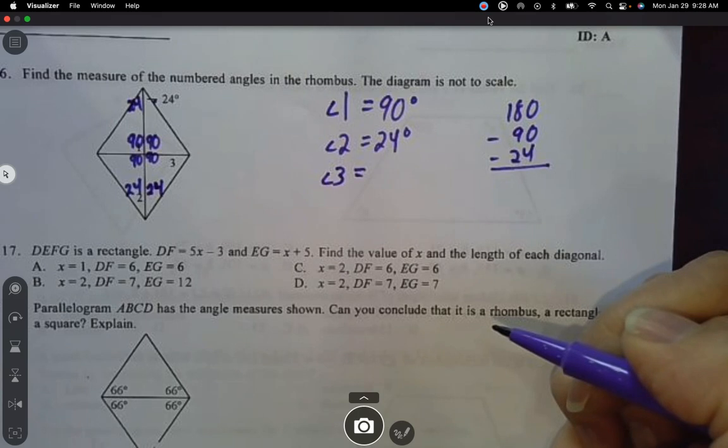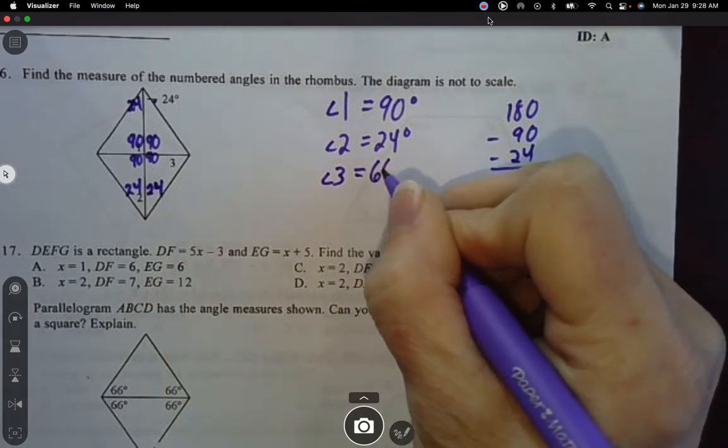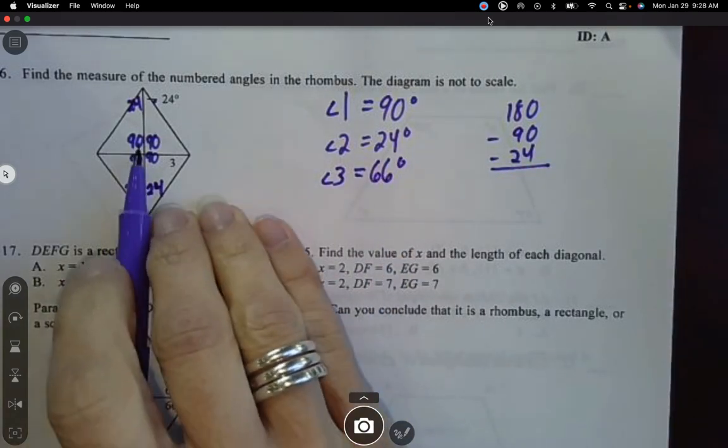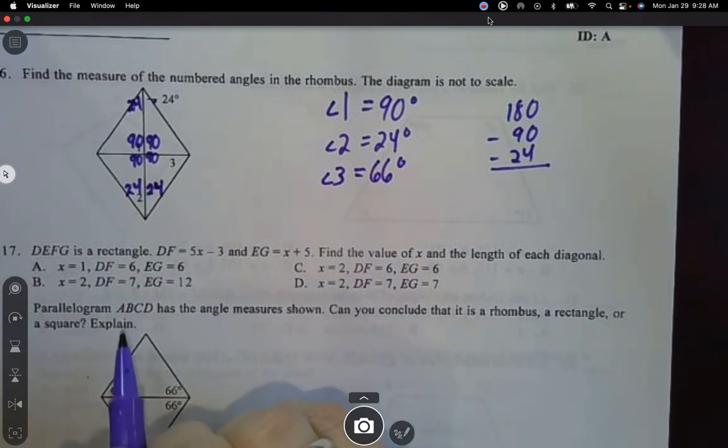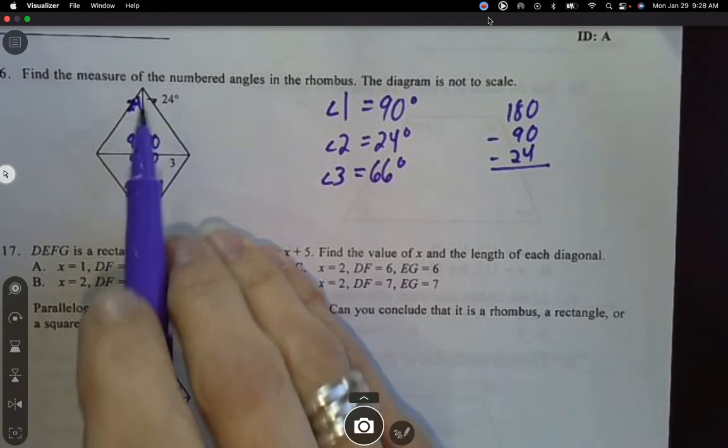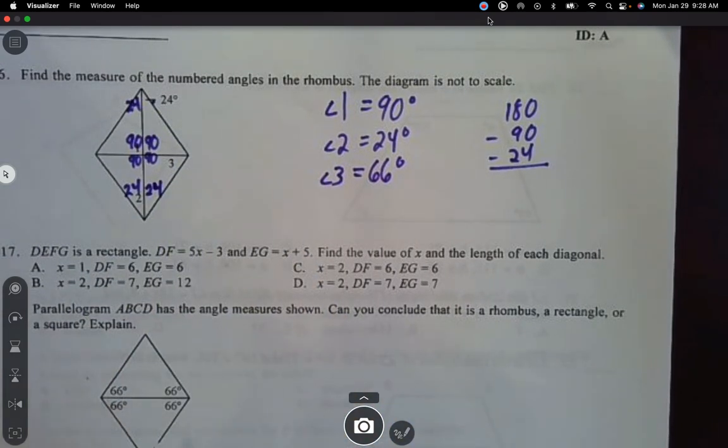I wrote way more. 66, right? I know I wrote way more than I need. I was just trying to see what's left over here. So we knew one was 90, one was 24, the other one is 66. Okay? Is everybody okay with that for a rhombus? All right.